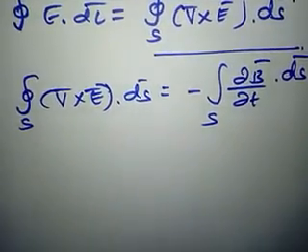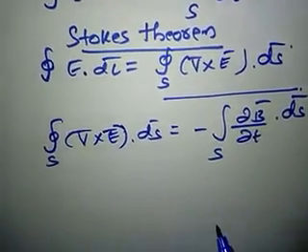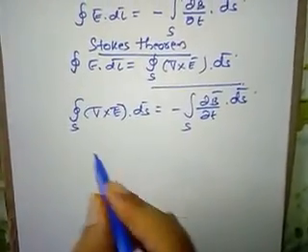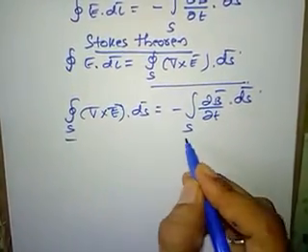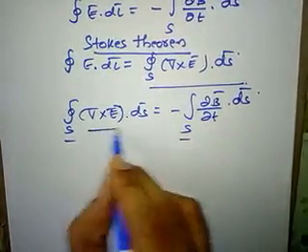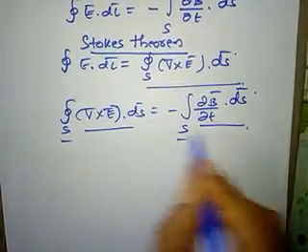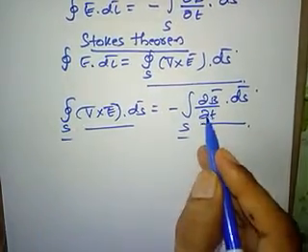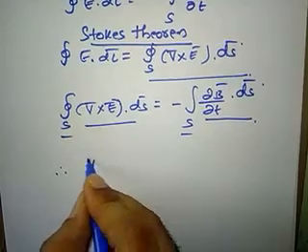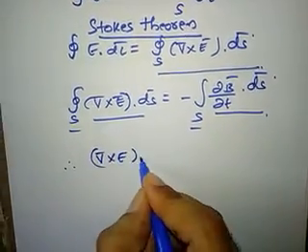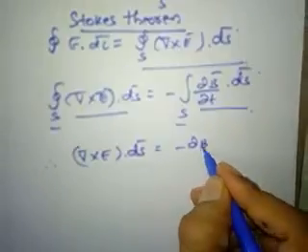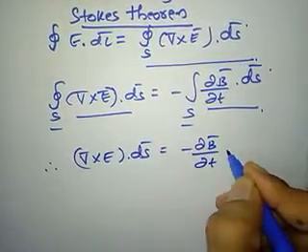Yes. Next, assume that both sides of the integral are for similar surfaces. If the integrals are similar and we are considering similar surfaces, we can equate the inside terms. On this basis we can write the equation as del cross E bar dot dS bar is equal to minus dou B bar by dou t dot dS bar.